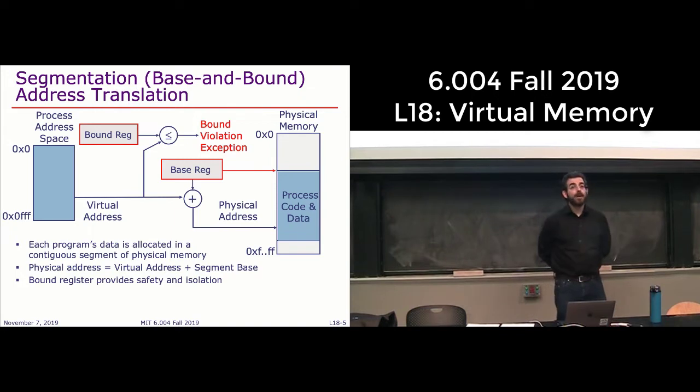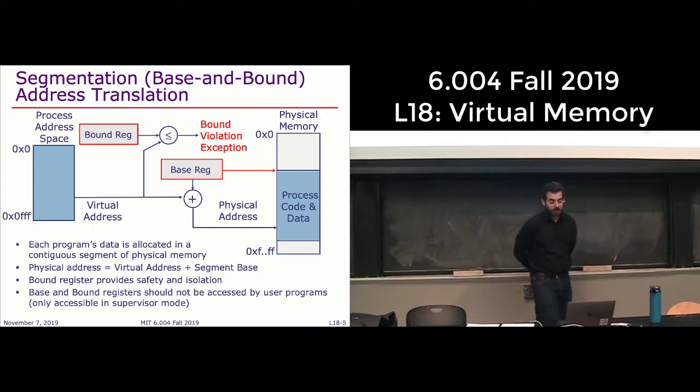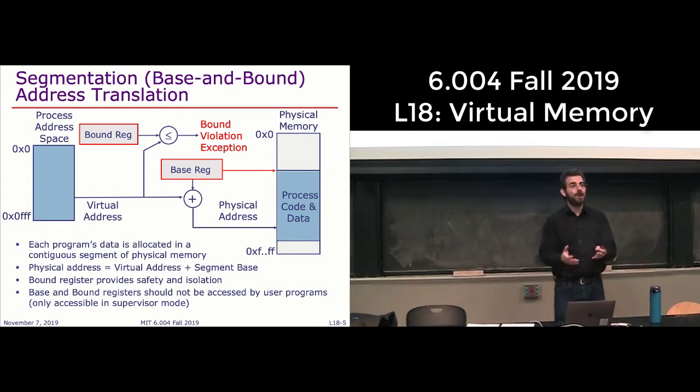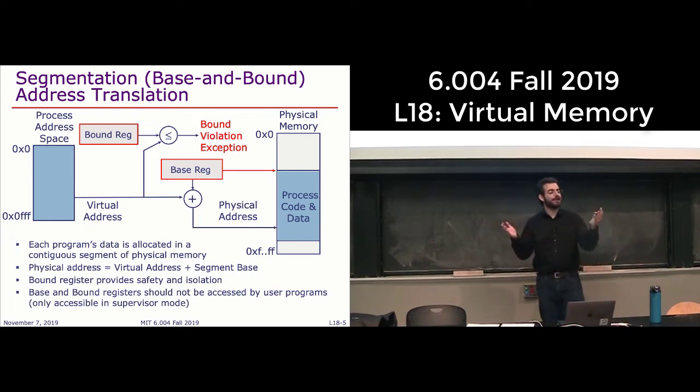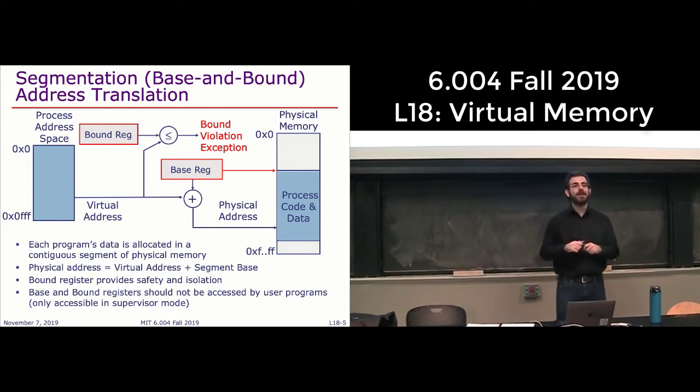Okay, so that way we can isolate multiple processes, right? And of course, a detail here is that these two registers must be privileged state, because we do not want the process itself to be able to access and modify its own base and bound registers, right? Otherwise, the process could itself give itself access to all of physical memory, right?